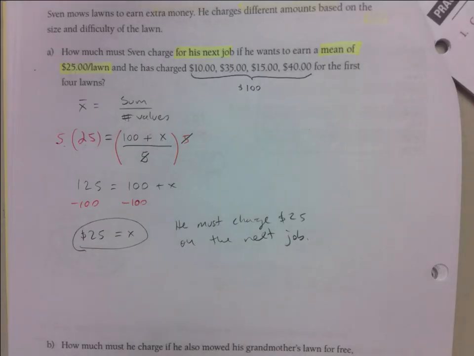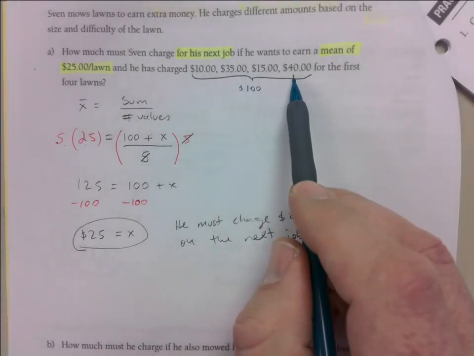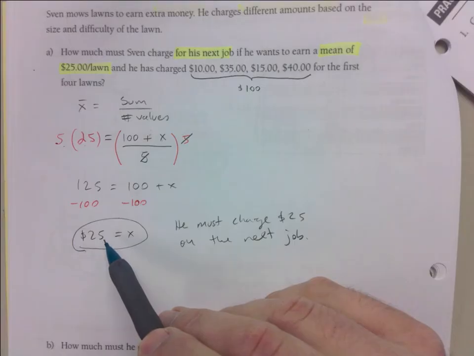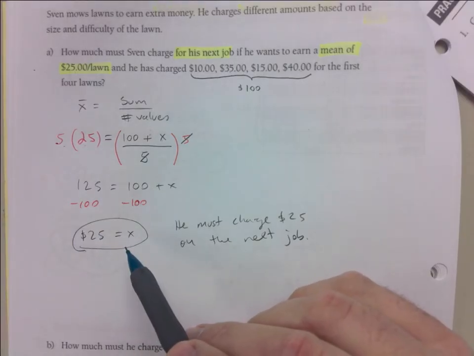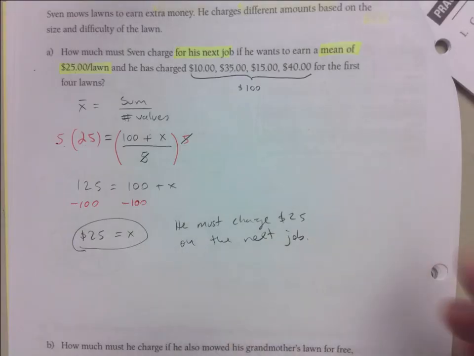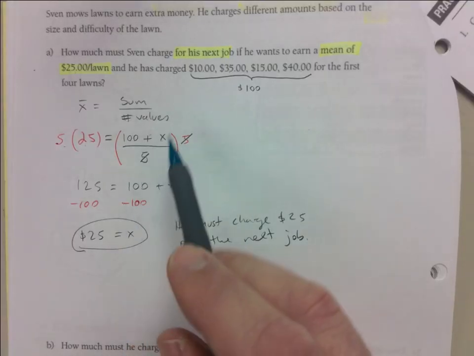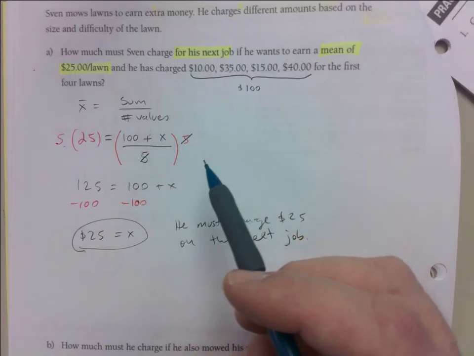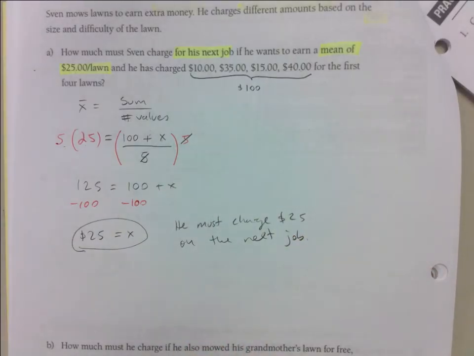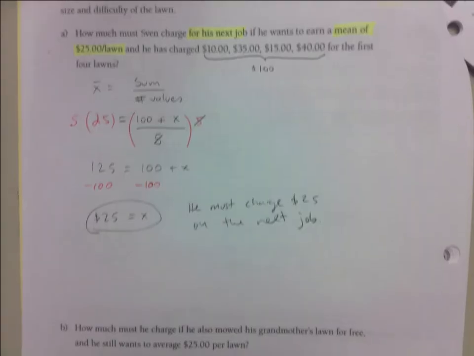Is this doable? He's charged up to $40 before, so 25 is not unreasonable. Let's say you do the math and you get like he must charge $125 on his next job to achieve that goal that he set himself. Then you'd be like, hold it, that's a lot. You've never ever charged even close to that, right? Sometimes they could ask you, does the answer make sense? Is it possible? Is it something that you can expect? Right? All right, B.